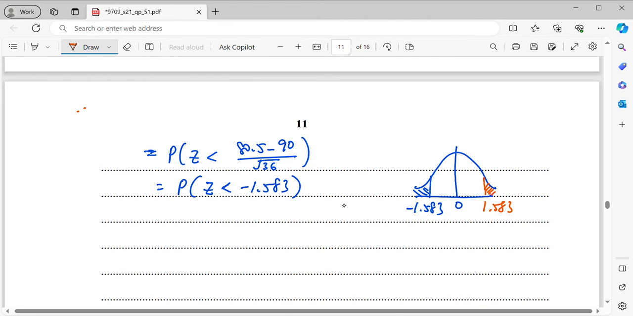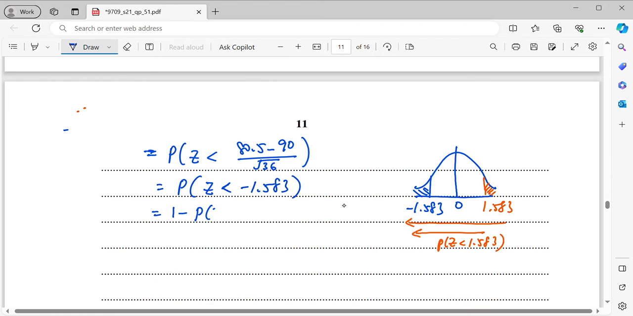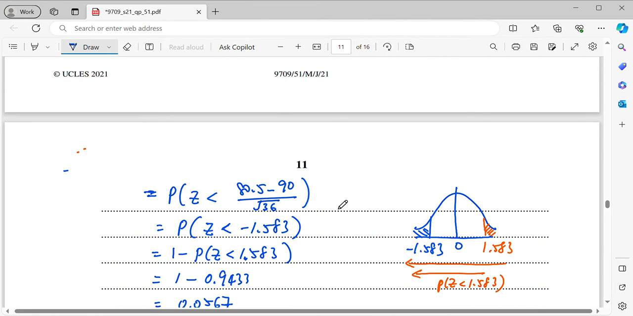Right? So instead of calculating the blue region, now I'm calculating the orange region. So the orange region is basically 1 minus P(Z less than 1.583). Okay? So then my working becomes 1 minus P(Z less than 1.583). And now read this probability from the table. So it will be 1 minus 0.9433. And at last, it will be 0.0567. Okay, so this is the solution for part B.